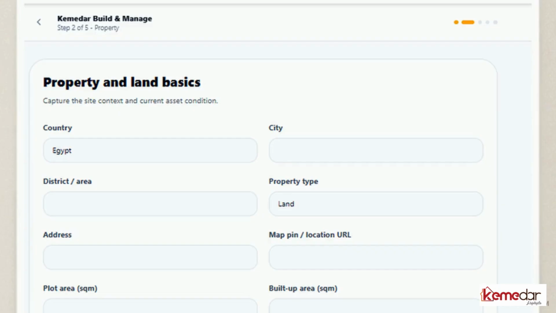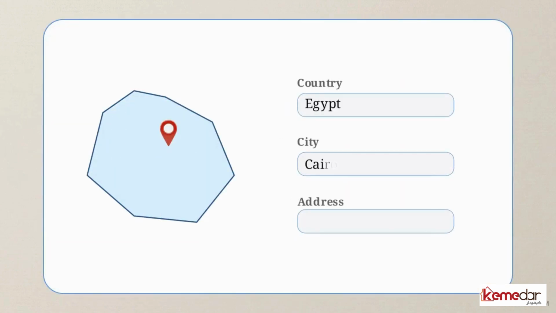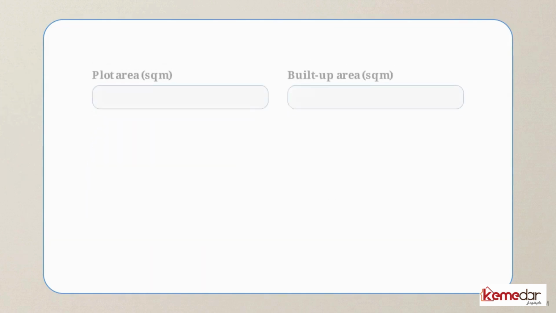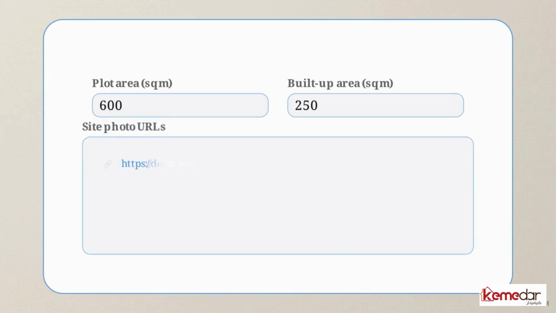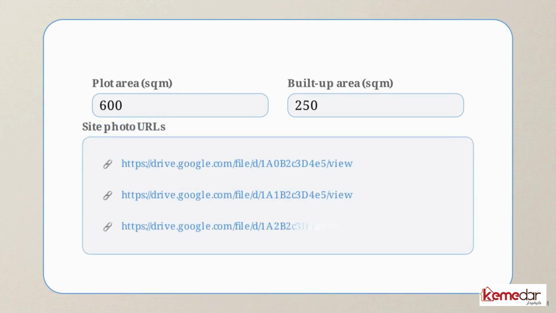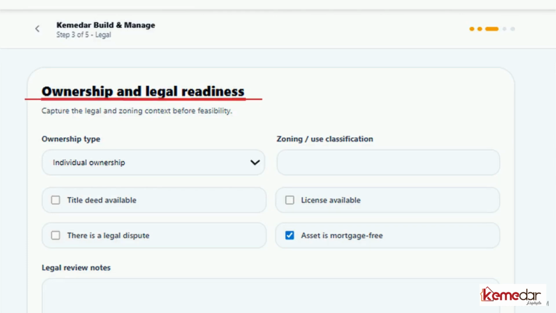Moving to step 2, we shift from the project concept to the physical reality of the site on the Property and Land Basics form. First, fill in standard geographical data, like your country, city, and address. Next, input precise dimensional data for the plot and any built-up area. Then paste your pre-prepared cloud URLs for site photos directly into the text box, one link per line. Providing exact dimensions alongside verifiable visual evidence lets our architecture team identify site constraints immediately without needing an initial physical visit.